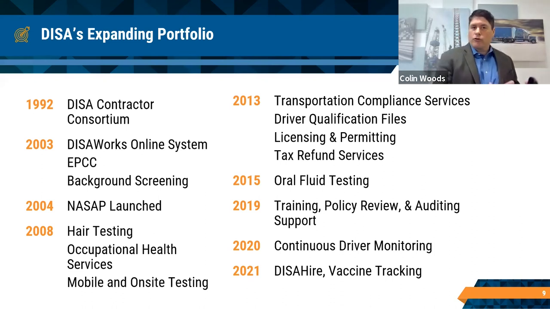And then lastly, DISA Hire, which is an applicant tracking system. It helps on the recruiting side of the hiring process and is integrated with the DISA services that are required to typically onboard a new employee, such as drug testing and background screening.